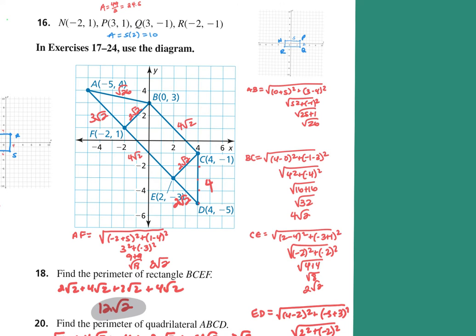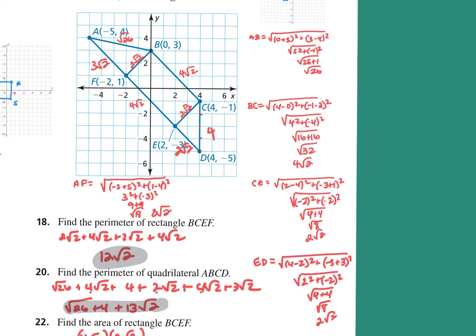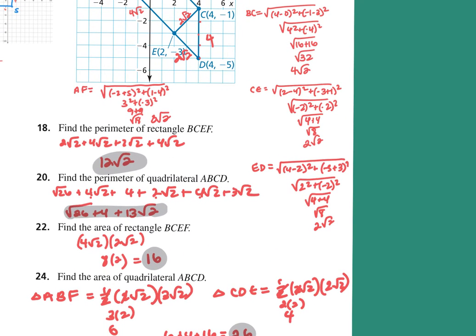18. So I literally found the lengths of all the sides that were not, there was only one vertical one this time. All the other ones you had to find the lengths of. And then 18 asked for the perimeter of B, C, E, F, which you would have added 2 root 2 plus 4 root 2 plus 2 root 2 plus 4 root 2. 12 root 2. 20, perimeter of A, B, C, D. You had to add all the outside stuff. And you could have gotten the square root of 26 plus 4 plus 13 root 2. I got 21 plus 9 square root 2.